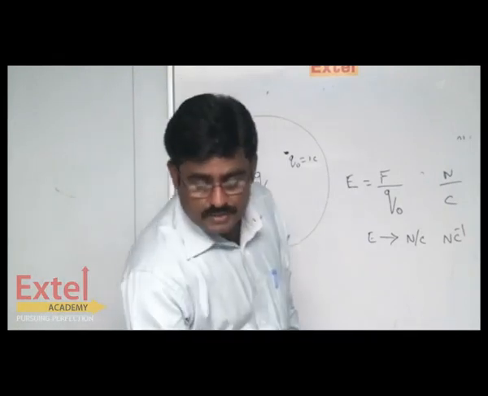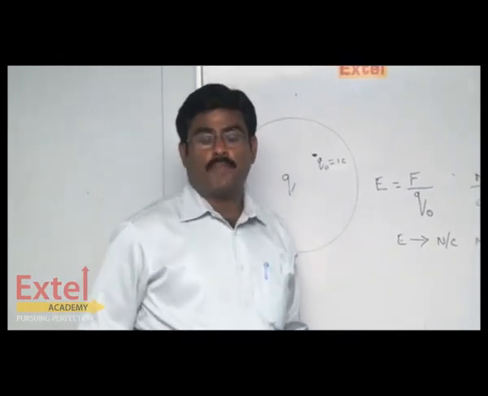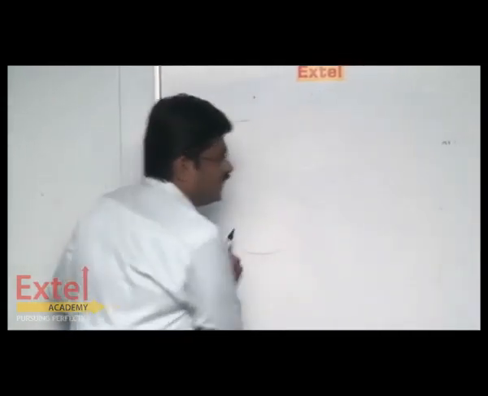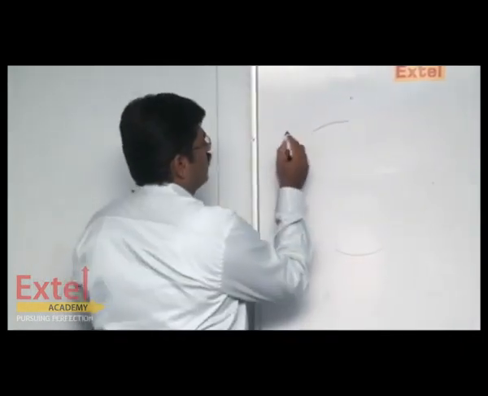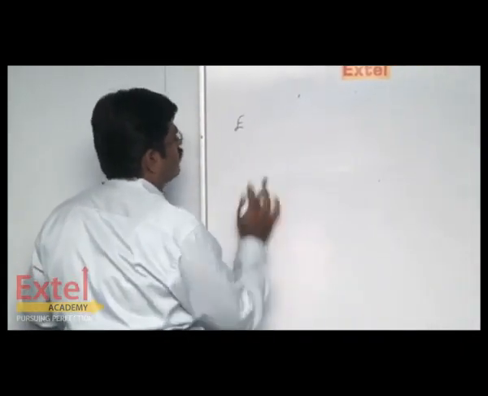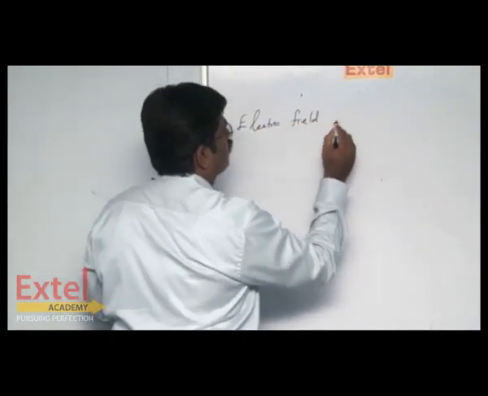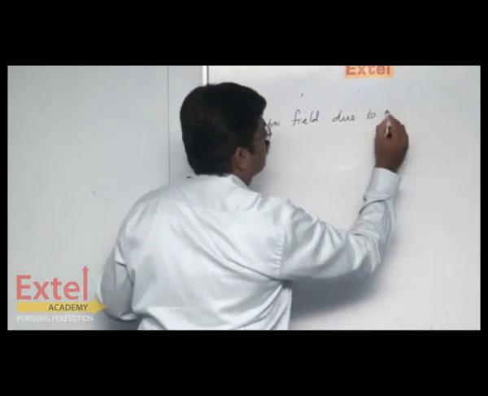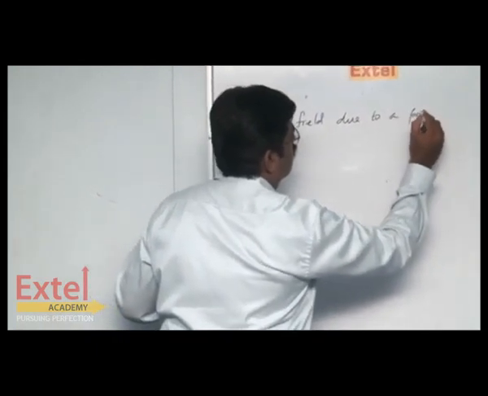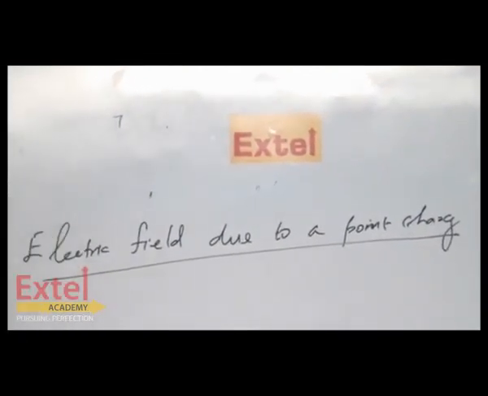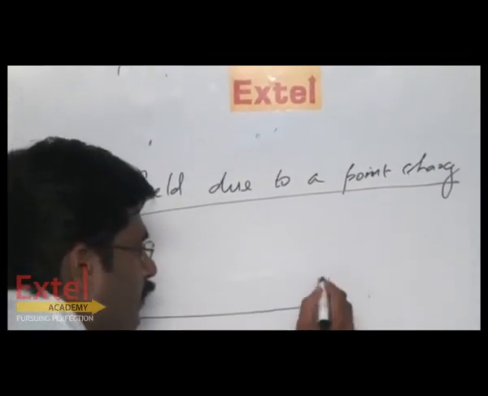Next topic is the electric field due to a point charge. This is an important 5-mark question. Electric field due to a point charge. So consider a point charge Q at a distance of r. I am going to select a point P.